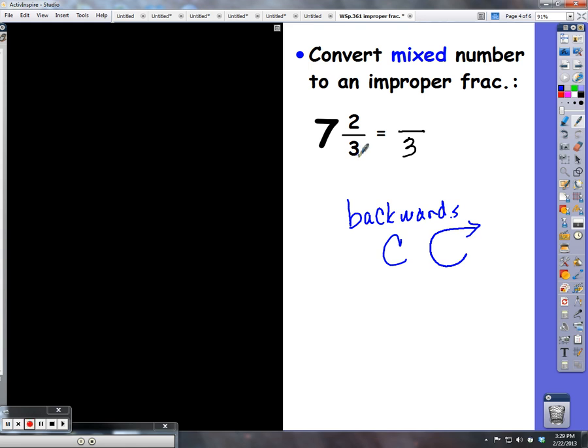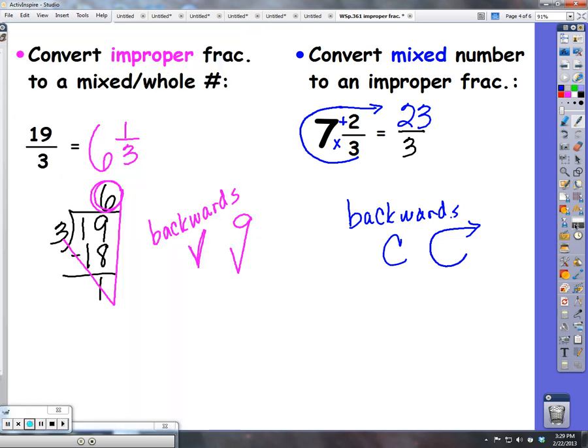So you start with the denominator. You multiply the denominator by the whole number. 3 times 7 is 21. And then we're going to add the 2 to that. 21 plus 2 is 23. And that gives us our numerator. So the backwards C. Both of these methods are a much quicker, faster way to convert either an improper fraction to a mixed number or a mixed number back into an improper fraction.